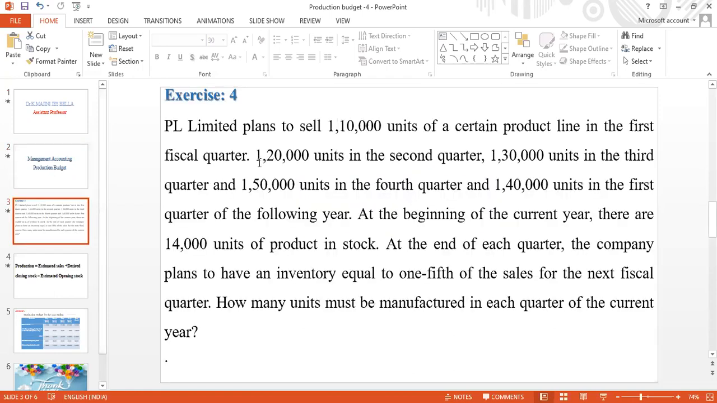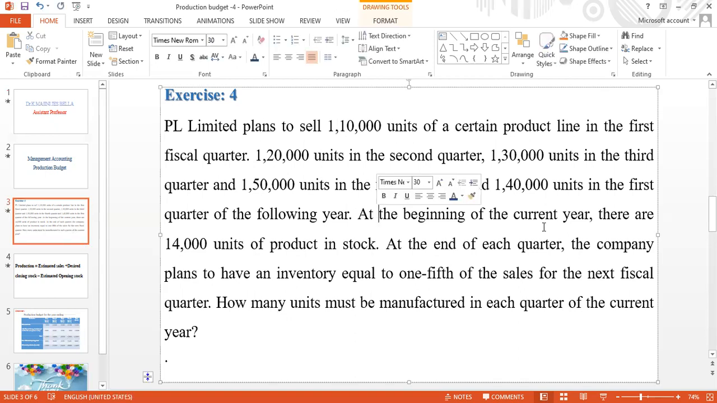Listen carefully. PL Limited plans to sell 1,10,000 units of a certain product line in the first fiscal quarter, 1,20,000 units in the second quarter, 1,30,000 units in the third quarter, 1,50,000 units in the fourth quarter, and 1,40,000 units in the first quarter of the following year. At the beginning of the current year, there are 14,000 units of product in stock.